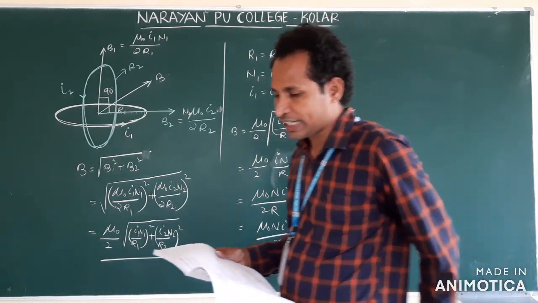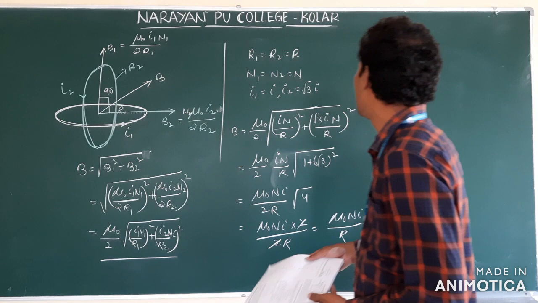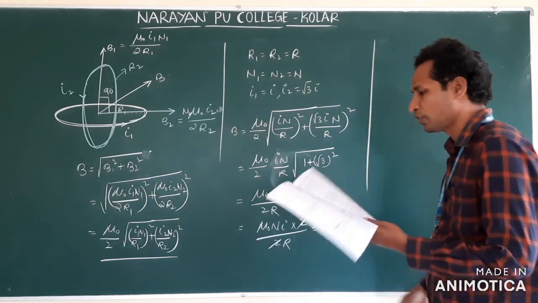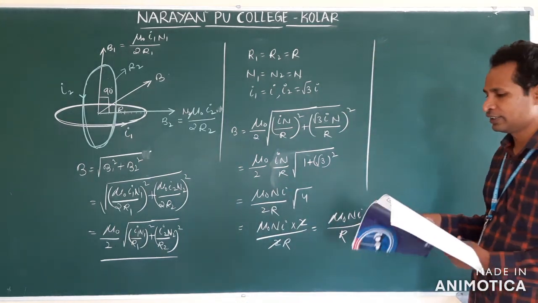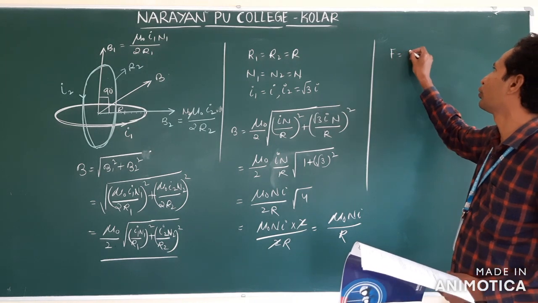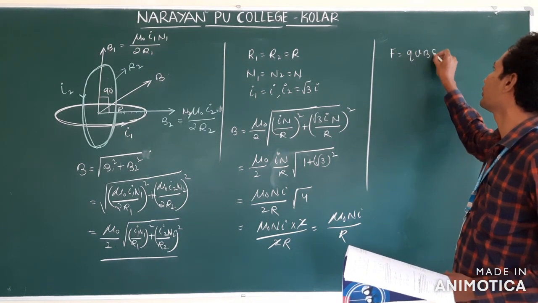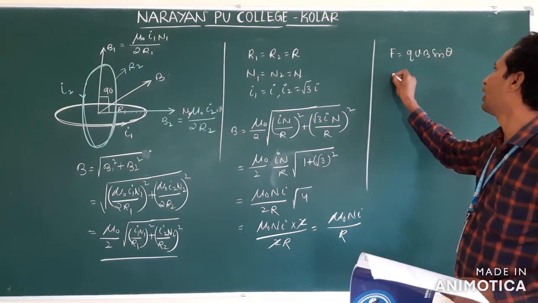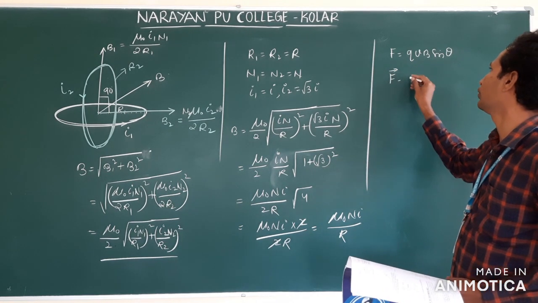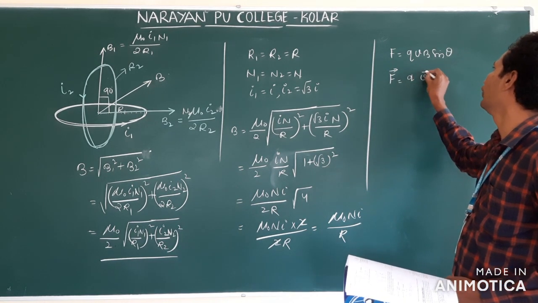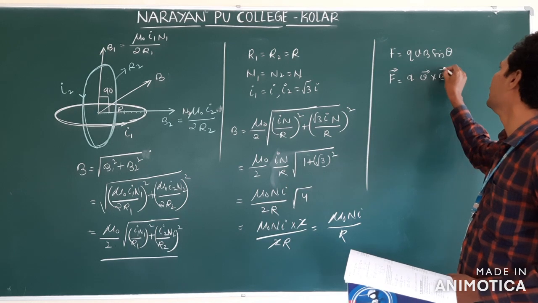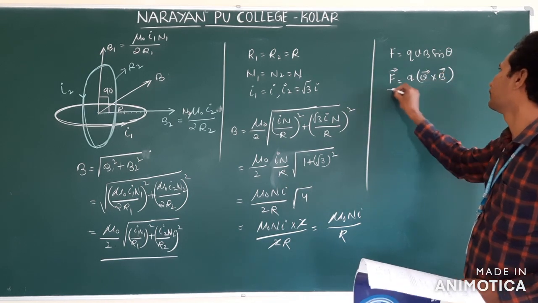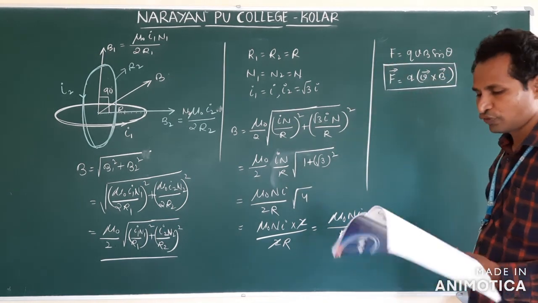Next, magnetic force on a moving charged particle. Already we have done this, our first concept in this lesson. F is equal to Q V B sin theta, or in vector form, F is equal to Q into V cross B. Clear? This is the vector form.